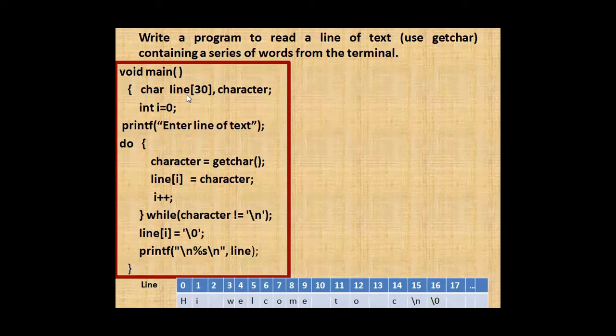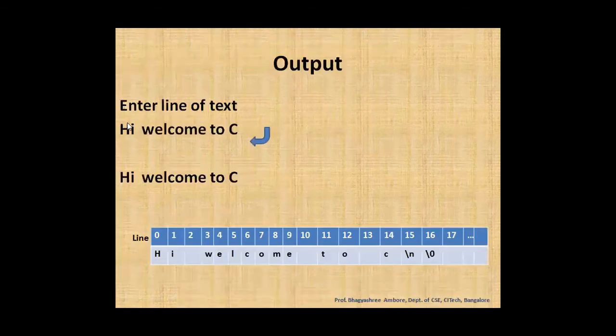Here we want to read a line of text. One character variable I have taken, and for looping purposes I have taken i equals 0. Printf: enter the line of text. It is asking me to enter a line of text. I enter "Hi, welcome to C" and press the enter key. The output will be "Hi, welcome to C."